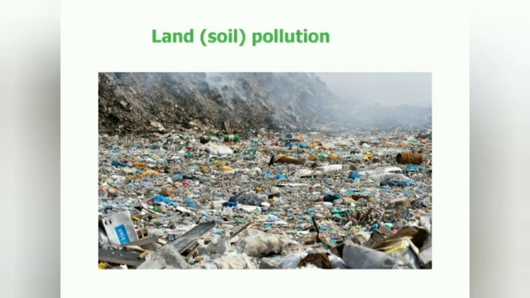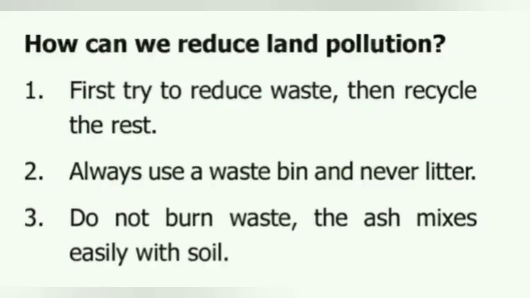Land pollution. Land pollution is also called soil pollution. It happens when toxic chemicals change the natural balance in the soil. Land pollution comes from farming, mining, and factories, and solid waste from our own homes like plastic and broken electronics. If we grow plants to eat in polluted soil, very dangerous chemicals get into our food. How can we reduce land pollution?